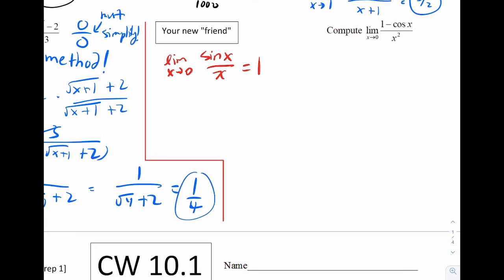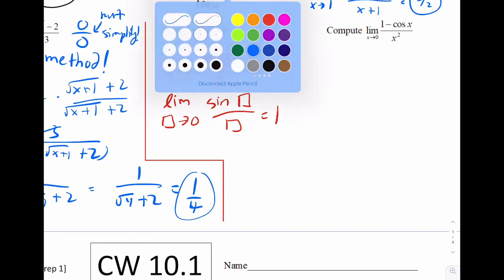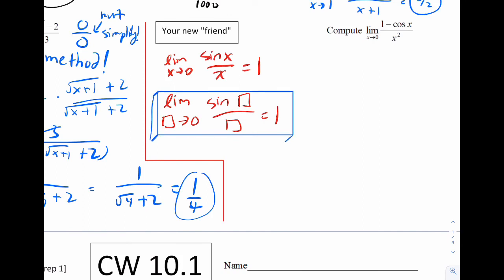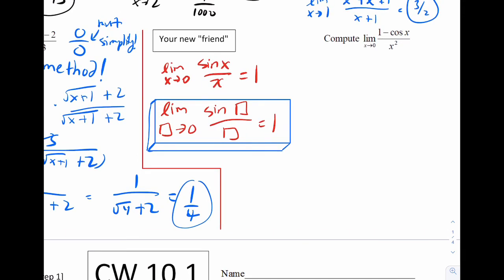Now I want to generalize this. We're going to write the limit as box approaches 0 of sine box over box equals 1. That's what I want you to box. Or 3D box, I should say. This is going to be super helpful to you as you apply your trig concepts to limits now. So for this one, hopefully your instincts kick in for trig identities. We're going to need the conjugate again.